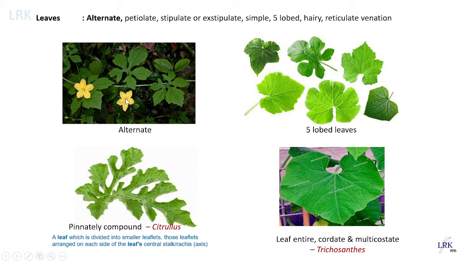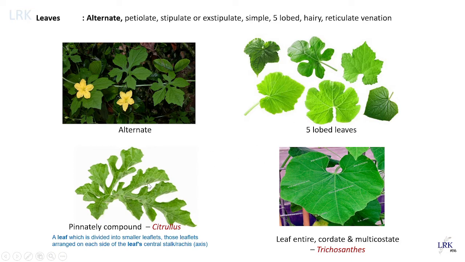Okay, so they are stipulate or exstipulate. If stipules are present, we call it stipulate, or if stipules are absent, we say it as exstipulate. So both stipulate and exstipulate leaves are seen in this family, and these leaves are mostly simple with 5-lobed leaf lamina. You can see here in this picture, clearly seen that the leaves are 5-lobed and they are hairy with a reticulate venation.